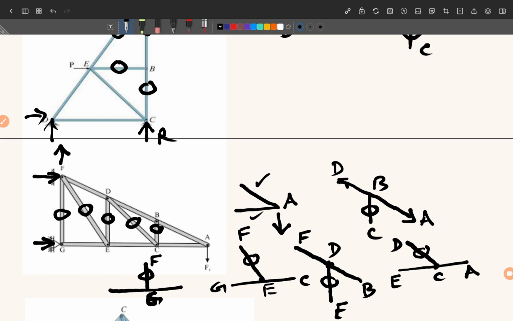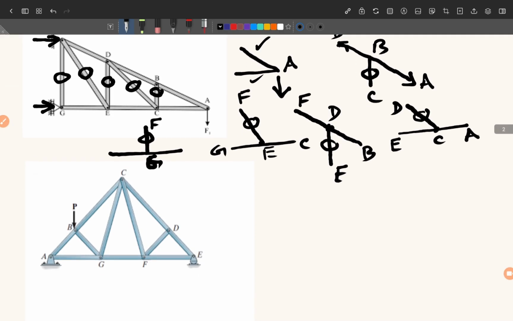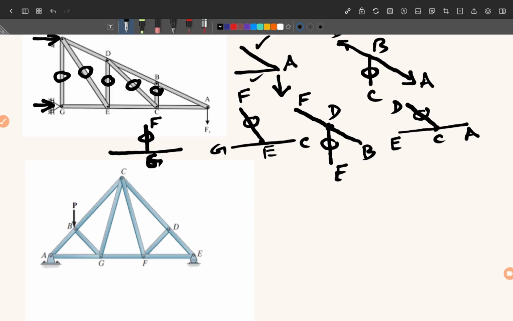Okay, now we'll go to some other questions here. I have another 2 examples, so we will learn in a better way by solving these 2-3 questions more. If you see in this third one, again we should see where the support reactions are. Joint E is kept on rollers, so there will be one reaction. A has hinge support, so there will be 2 reactions.